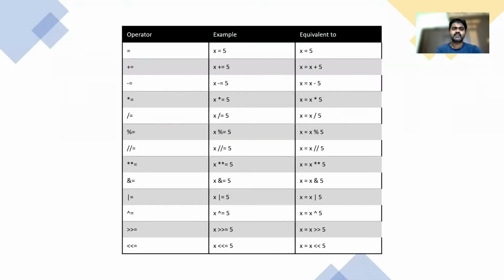Okay. So what are the operators we have here? Equal to. If we say x equal to 5, which is equivalent to x equal to 5. Plus equal to. If we say x plus equal to 5, it's nothing but x equal to x plus 5. So let's see each one.